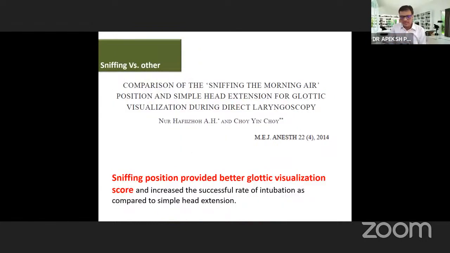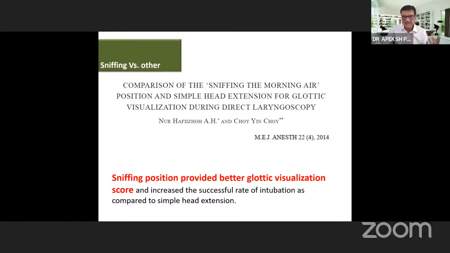So if you look at the publications across the world about the sniffing position, then most of the publications favor the sniffing position for providing the better laryngeal view. Whether it aligns the axis or not, that's a different matter. So Adnet proved that sniffing position do not align the axis. But sniffing position provides the better laryngeal view, that is for sure. So these two are different things. One, alignment of axis, and second, better laryngeal view, optimal laryngeal view.